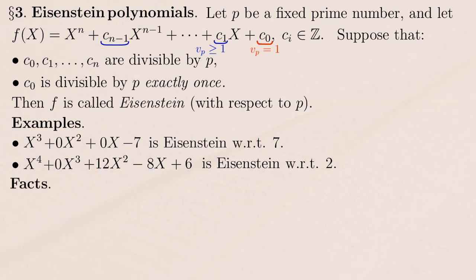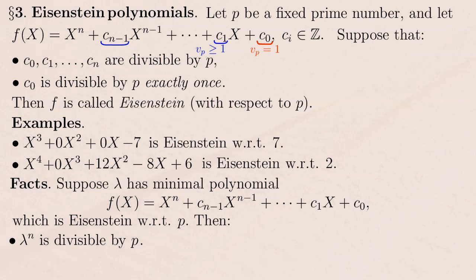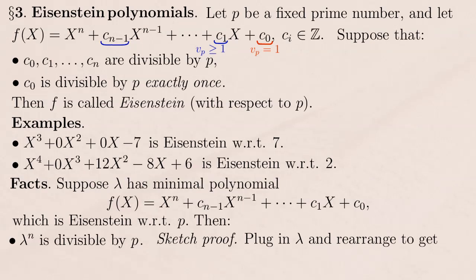Okay, here are some facts. If lambda has minimal polynomial f of x of degree n as before, and if f is Eisenstein with respect to p, then lambda to the n is divisible by p. Here's a quick sketch proof. Firstly, by definition, when we plug lambda into this minimal polynomial for lambda, we get 0. So we can rearrange to get lambda to the n equals minus c n minus 1 lambda to the n minus 1 minus ... minus c1 lambda minus c0. And everything on the right-hand side is divisible by p, because all of these coefficients have positive p-valuation.